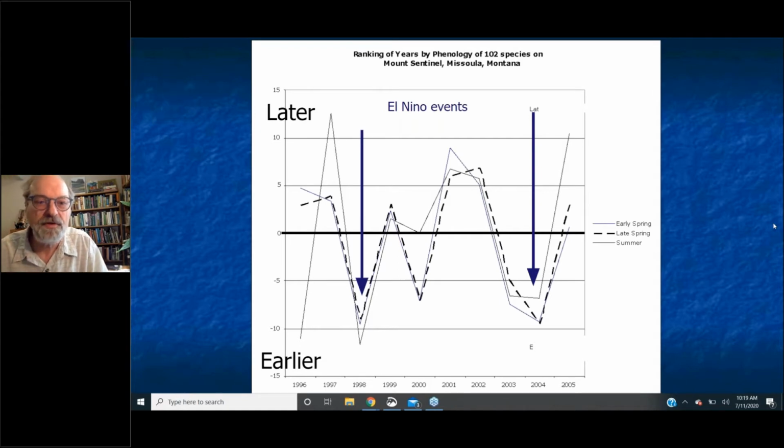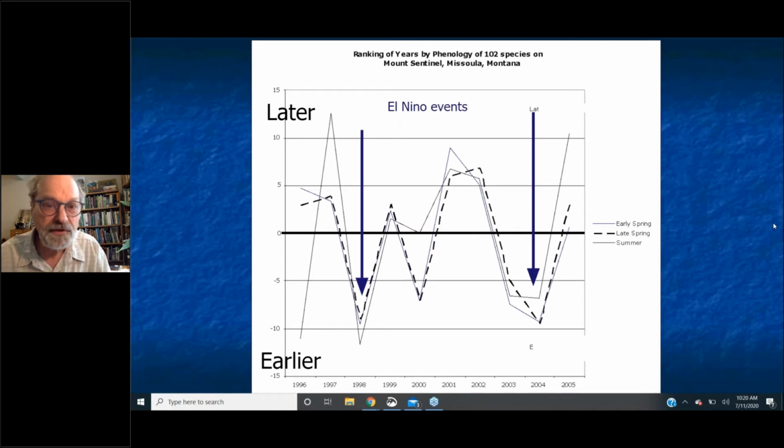So here's the pattern with El Nino. What you're seeing here is the black line, the average flowering date for the 102 species I was monitoring there. The squiggly line is showing variations from year to year on the average flowering date. We'd have really, really early dates during El Nino patterns, when we'd have a warm, dry spring. And so you'd see a big change in all these species in when they were flowering.